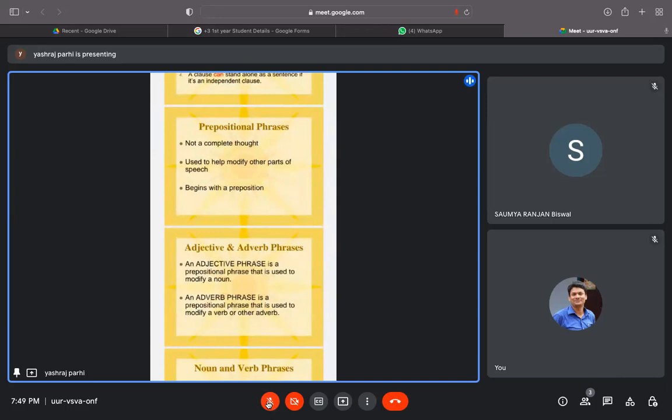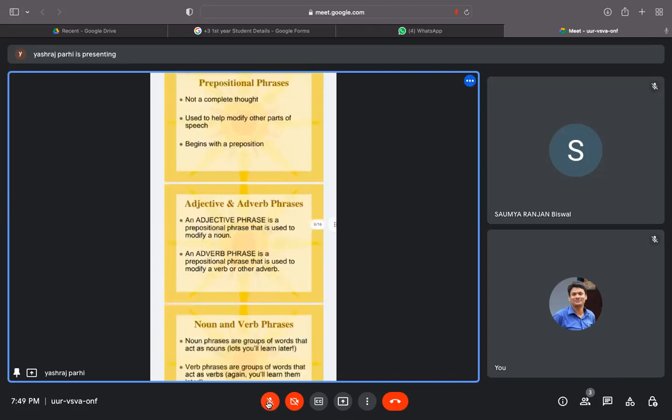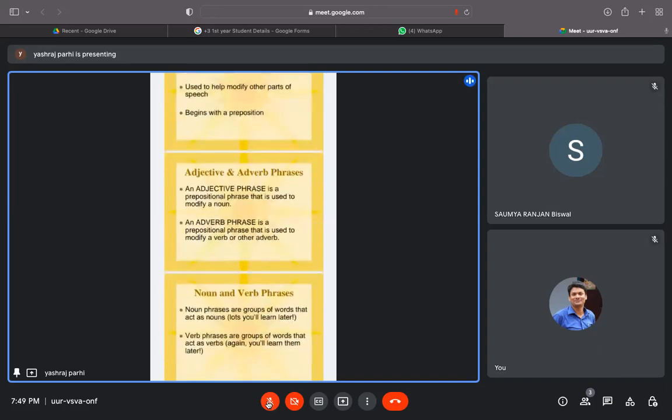It does not express a complete thought. It is also used to modify other parts of speech, and it begins with a preposition, as the name, prepositional phrase, suggests. The second type of phrase is an adjective phrase. An adjective phrase is like a prepositional phrase that is used to modify a noun. The third one is an adverb phrase. That is also a prepositional phrase that is used to modify a verb or another adverb.